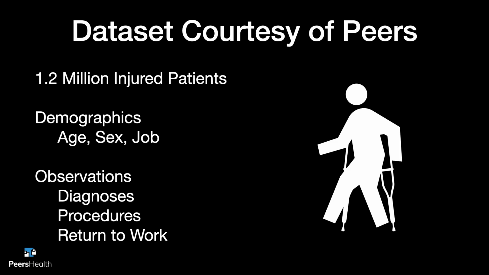But we have certain information that's shared across all these patients. We have their demographics, which are age, sex, job, and then we have observational information, which come in the form of claims. And these can include diagnoses, procedures, and their work status. These are all time-stamped over the entire duration of a patient's case.